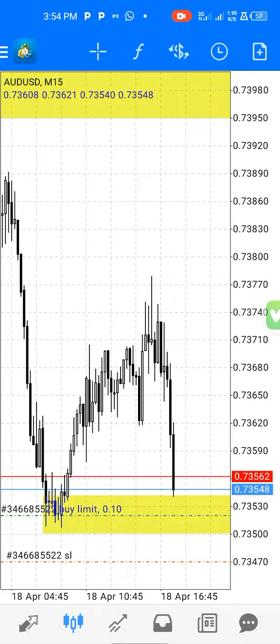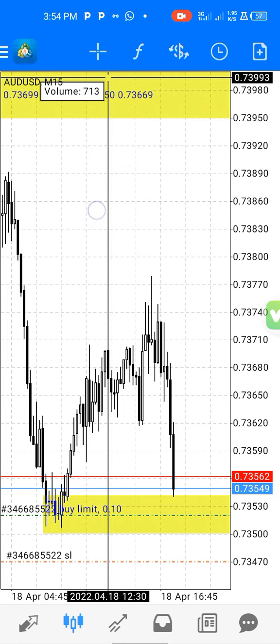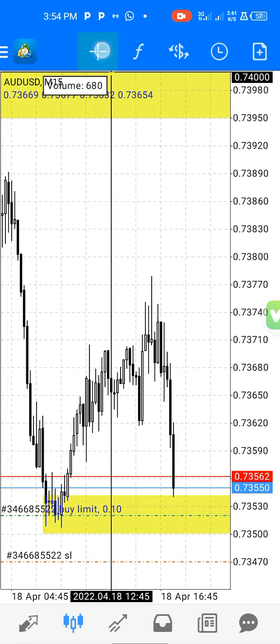I could just expect that once price gets activated, it will go bullish and to this point. So it's wise and safe for me to put my take profit somewhere around there, and let's just say 73, or let me say 74, 740.